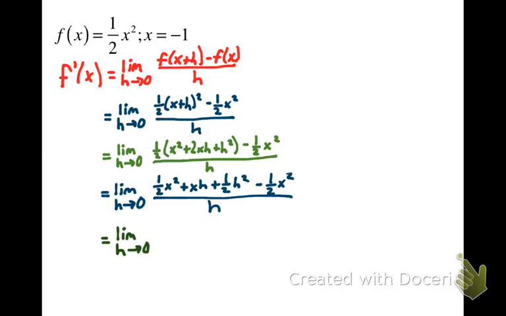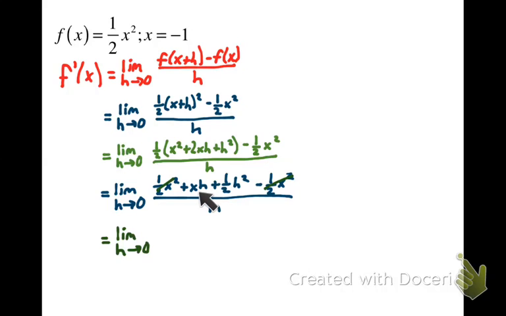And a couple of things are about to happen now to make this nice. First of all, notice that the first term and the last term of the numerator are opposites of one another, so we can go ahead and cancel out the 1/2 x squareds. And secondly, notice that every term remaining has an h.